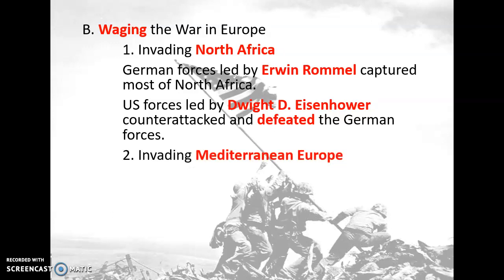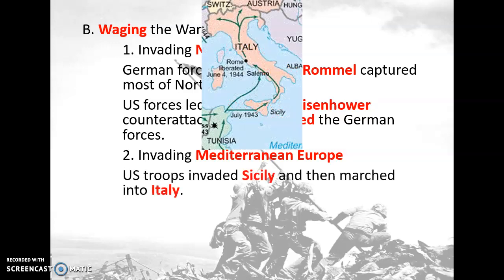Number two, invading Mediterranean Europe. This operation was known as Operation Husky. This is the next attack, and it will take place in Italy. U.S. troops invaded Sicily, which, as you know, is the island off of Italy, and then they marched into Italy. Naples fell in October 1943, but German defenses kept the U.S. out of central Italy for a time.